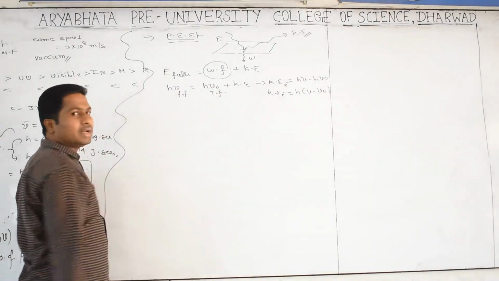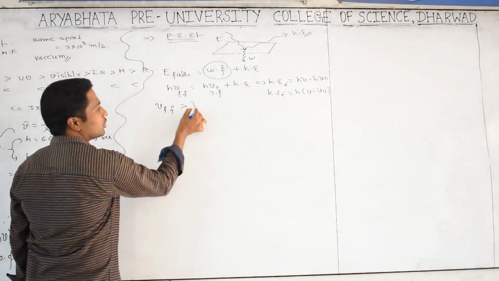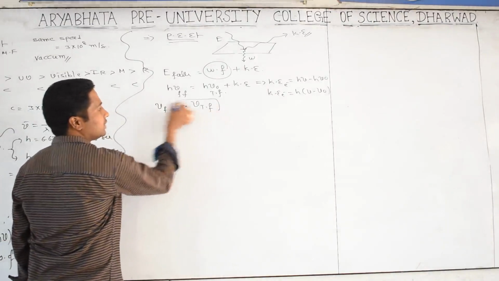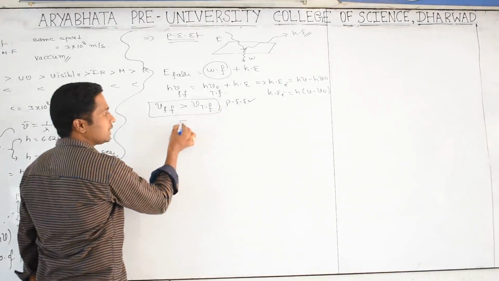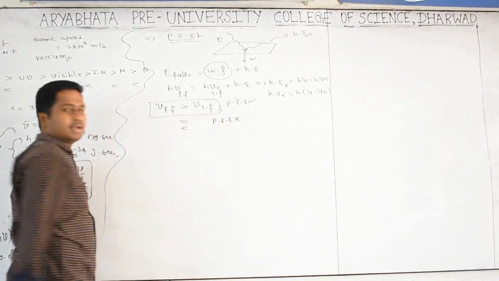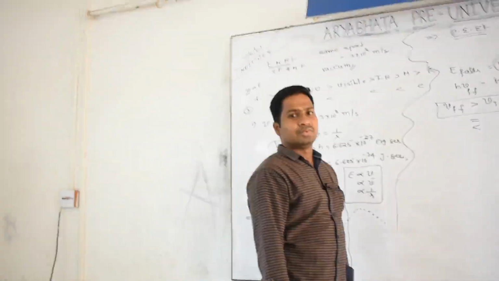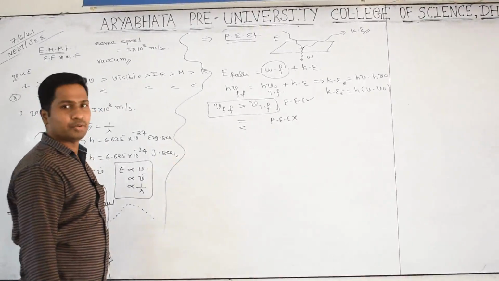Okay, for the photoelectric effect to be observed, the falling frequency nu should be more than the threshold frequency. Then only we can observe the photoelectric effect. Is it equal or less than? Then we can't get the photoelectric effect. All of you understood or no? This is a very important thing.